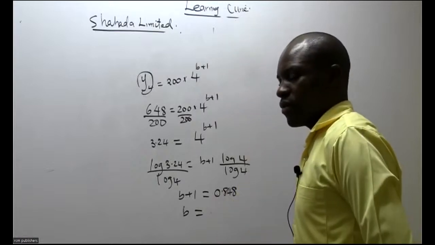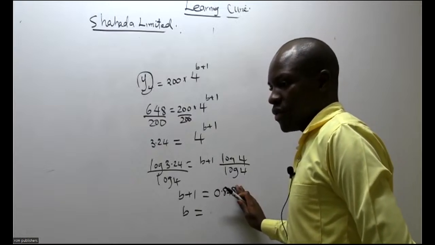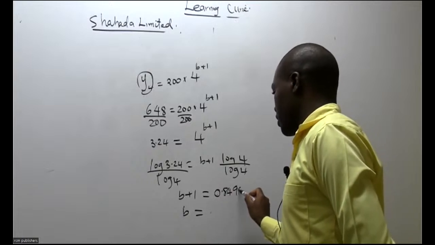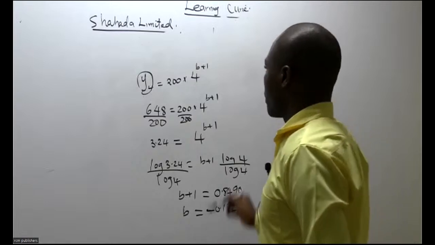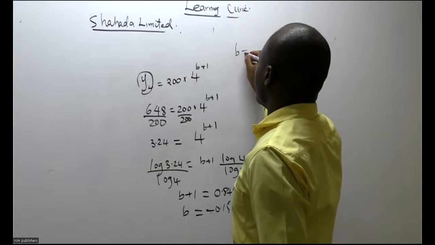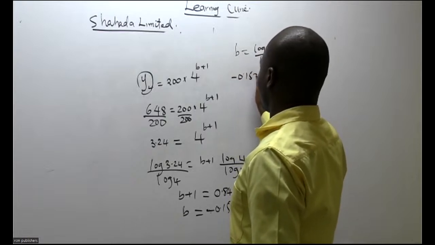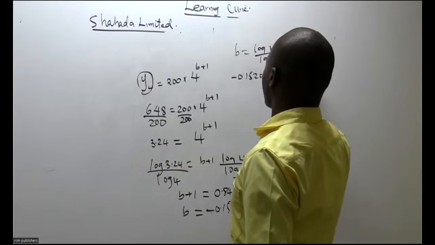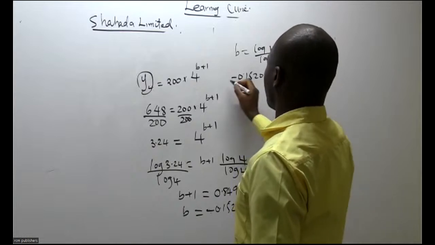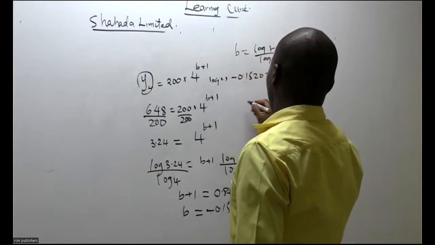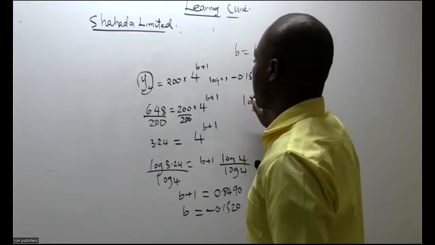What's the value of B? Or even if you use what you have there, maybe if that's what you're getting. The value of B is negative 0.1520. Now, B is equal to log R over log 2. We have B as negative 0.1520, equal to log R, which we do not know, divided by log 2. So multiply both sides by log 2. Log R is equal to log 2 multiplied by that negative.